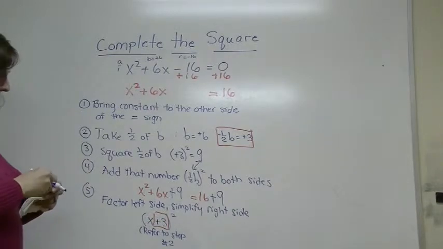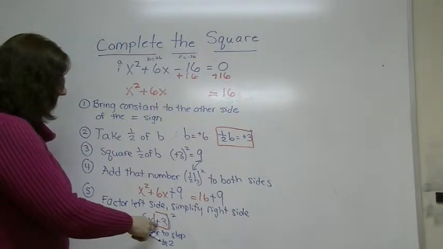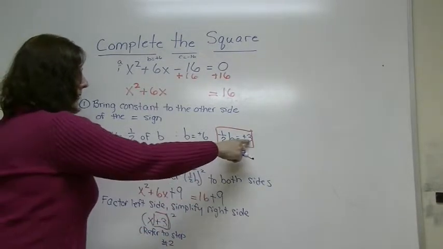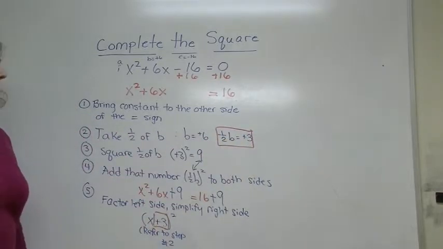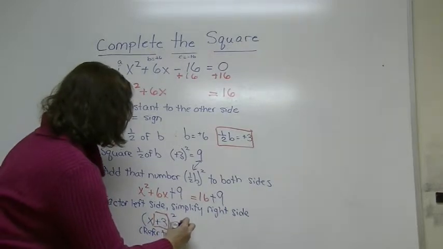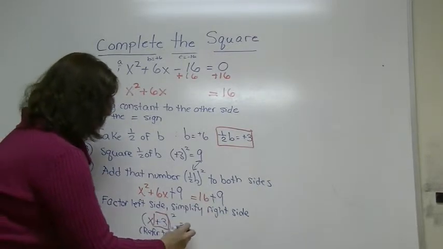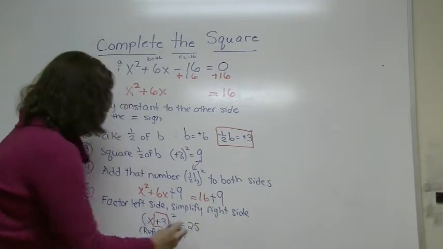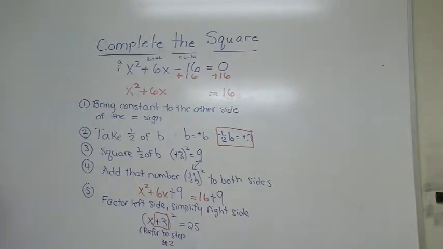And it's going to factor into x plus this number, or if that was a negative, it would be minus that number, squared. And if we simplify this side, 16 plus 9 is 25. So we end up with x plus 3 quantity squared equals 25.